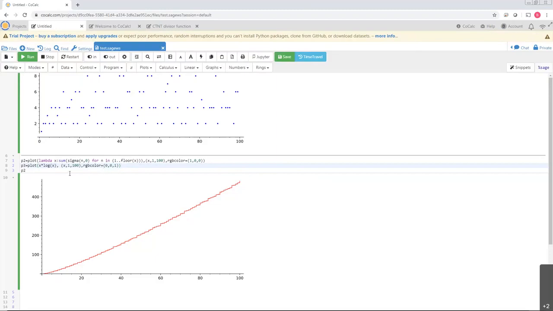And we're going to compare this to the smoothed out divisor function. And if I want to graph two of these at the same time, I just add the two plots together. You'll notice I made them different colors so that we can tell them apart. Let's see what this looks like.